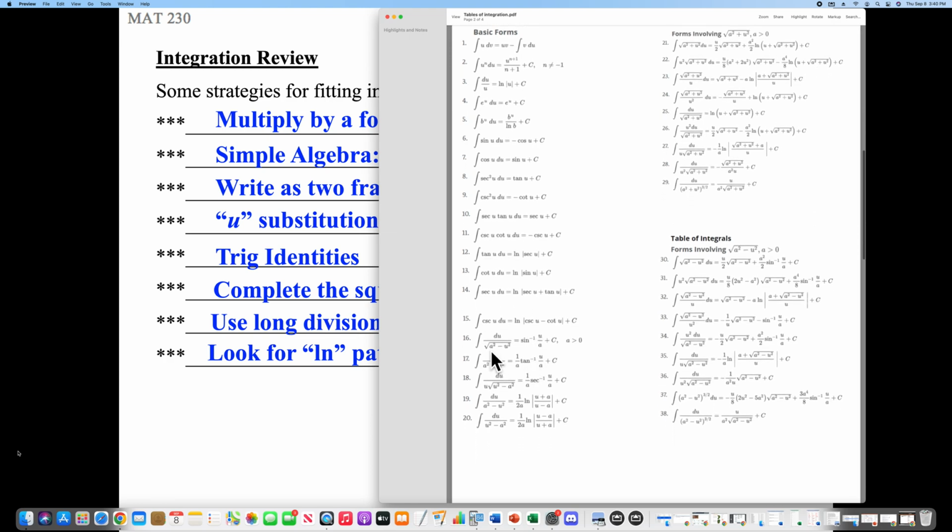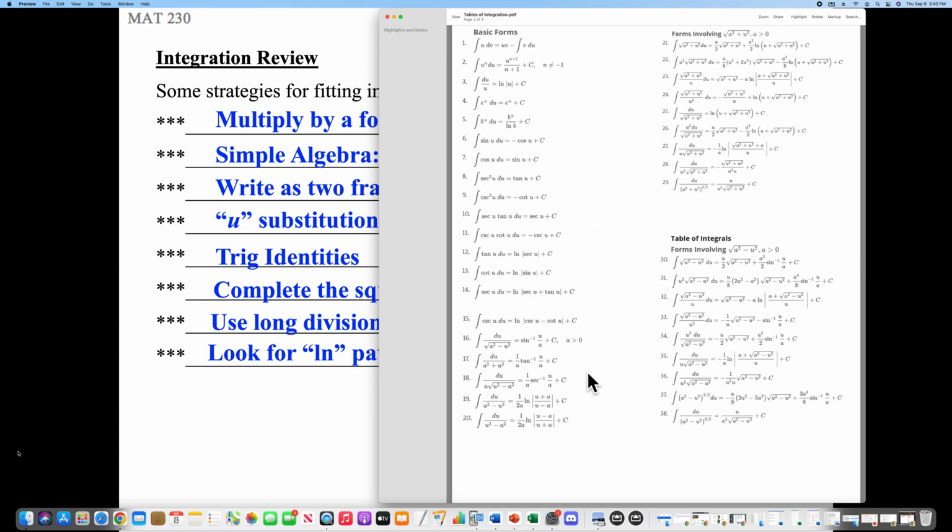Here are some of our trig identities that I was talking about. A lot of perfect squares on the bottom. When you see square roots of differences of perfect squares, or in the bottom sums of perfect squares, there are some of these inverse trig functions that we want to use.